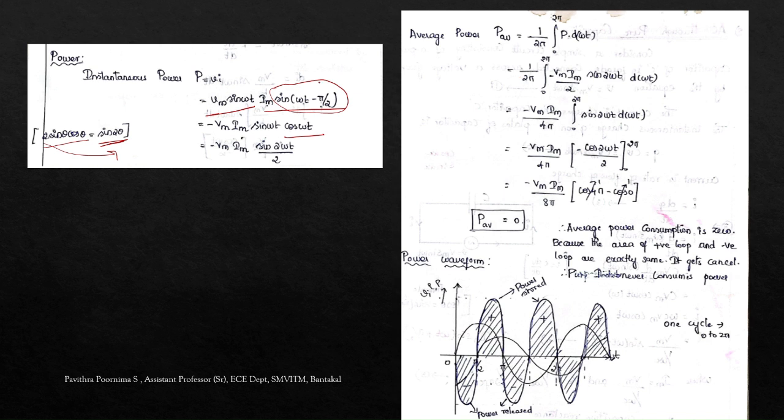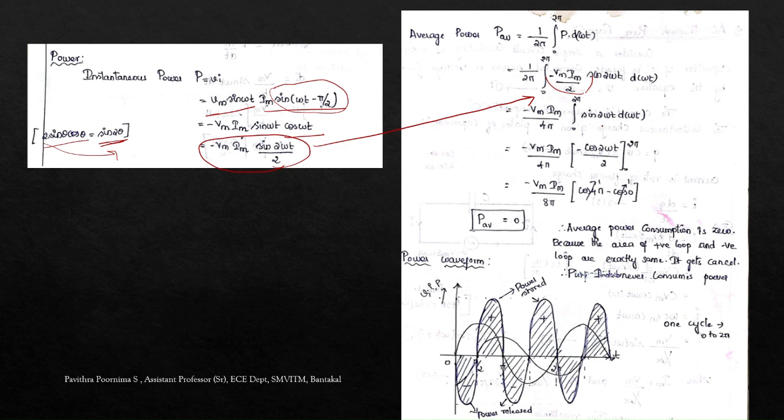And next, to find the average power, like the previous derivation, P average equal to 1 divided by 2 pi, 0 to 2 pi, P d omega t. So 1 divided by 2 pi, 0 to 2 pi, in the place of P we are substituting the previous equation. Minus Vm Im by 2 sine 2 omega t into d omega t. And here the constants are minus Vm Im divided by 2, that we are keeping out. Minus Vm Im divided by 4 pi, 0 to 2 pi, sine 2 omega t into d omega t.